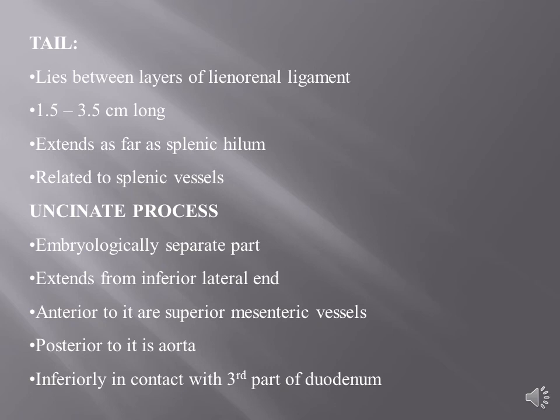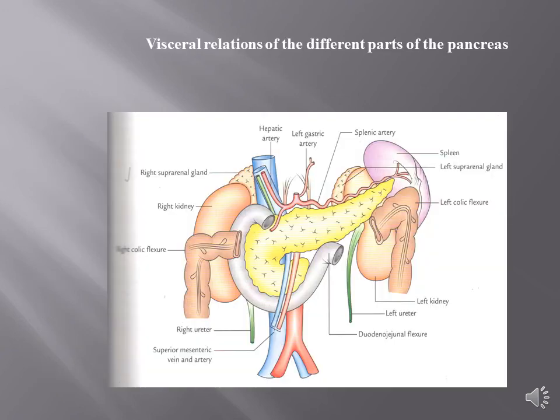Then we have discussed that the pancreas has a process which is known as the uncinate process, a hook-shaped process, and it is embryologically a separate part. It extends from the inferior lateral end of the head of pancreas. A very important relation of the uncinate process is the superior mesenteric vessels. Anterior to it pass the superior mesenteric vessels, right? And posterior to it is the aorta. Inferiorly, the uncinate process is in contact with the third part of duodenum.